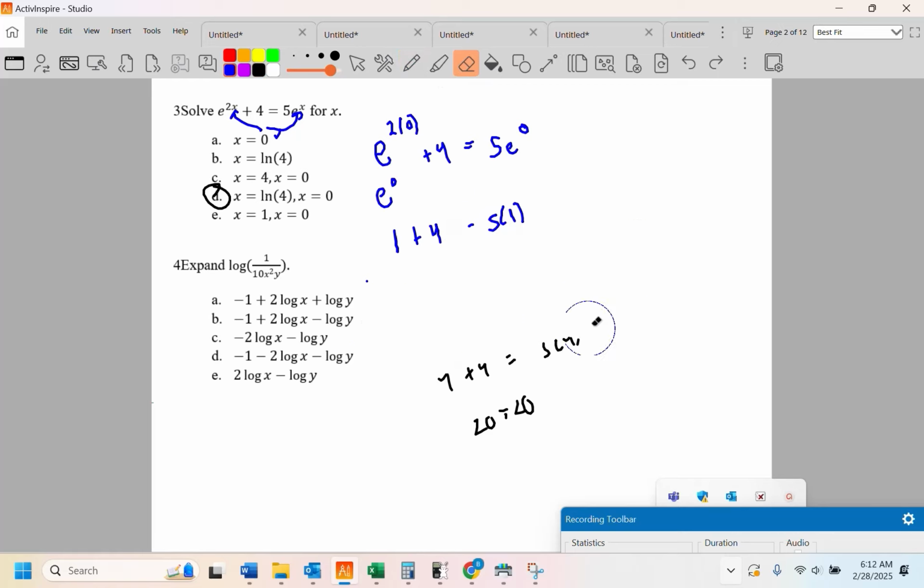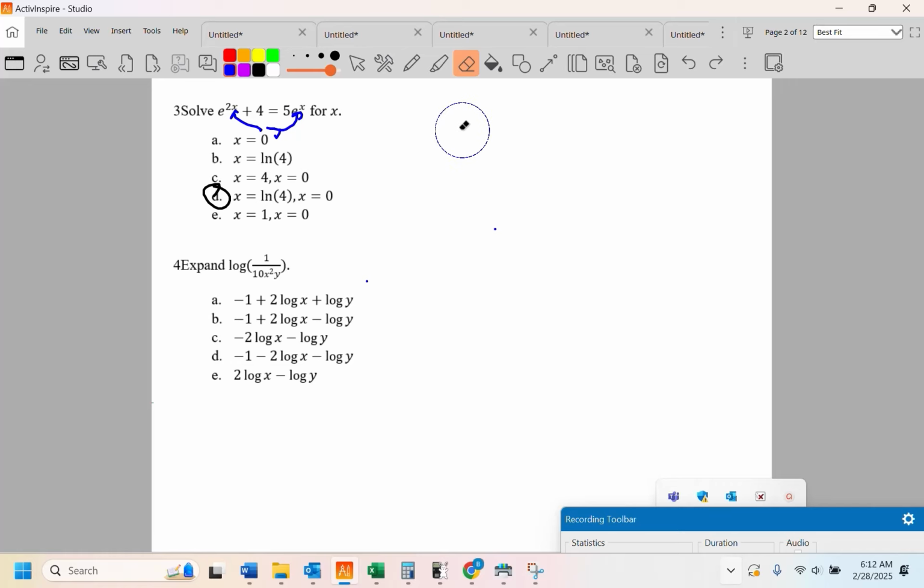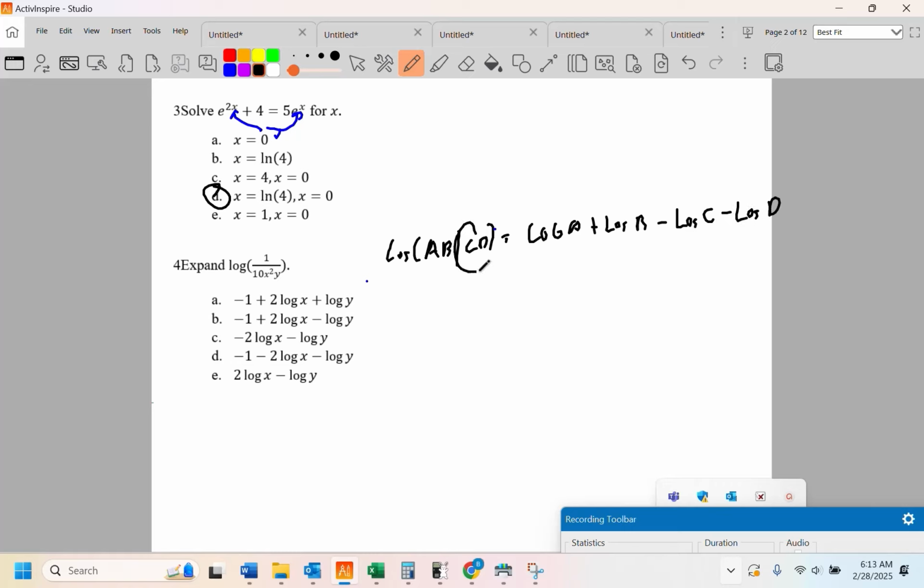I do like the fourth one. Expand this logarithm. It's 1 over 10x squared y. And we have some properties here that talk about logarithms. If you take a logarithm, and I'm going to put 4 elements in it, AB over CD, it is a log of A plus a log of B minus a log of C minus a log of D. So the division is becoming subtraction. So I'm going to expand this log.